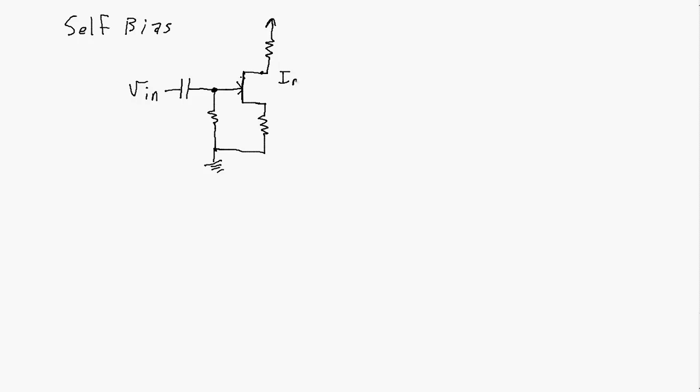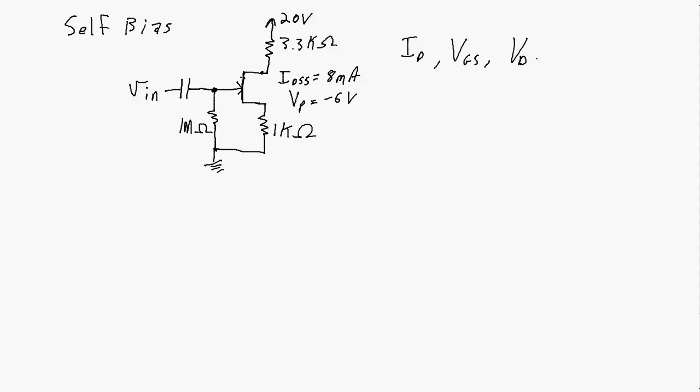For this particular transistor, the characteristics are 8 milliamps for the IDSS and minus 6 volts for the VP, the pinch off voltage. Now I'm going to throw some numbers in here so we can do some calculations. Let's say we've got a 20 volt DC source, 3.3 kilo ohms here in the drain, 1 kilo ohm here at the source, and 1 mega ohm over here at the gate. So now we're going to have to use some algebra as well as some Kirchhoff's voltage law and Ohm's law to figure out the values of the drain current, the gate source voltage, and the drain source voltage, so we know what the operating point of this circuit is.